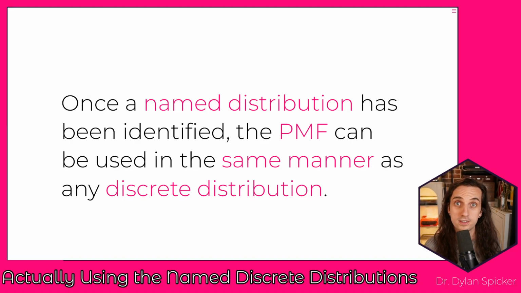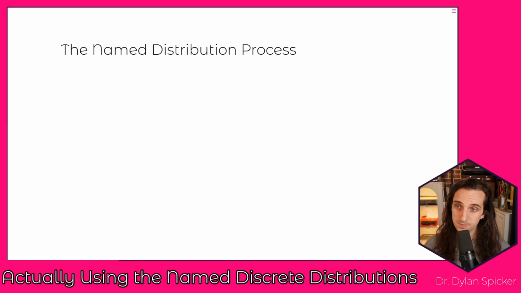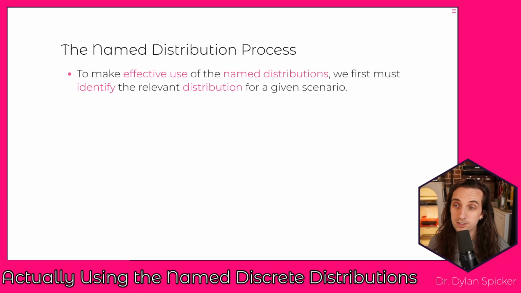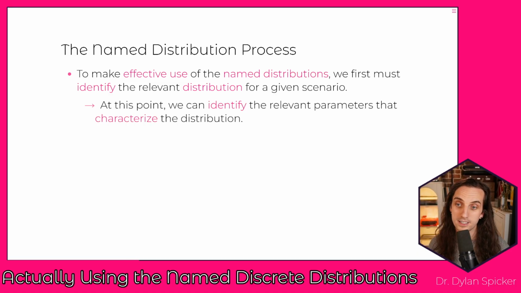So the PMFs of these named distributions are not special. They are just PMFs of discrete distributions. The only benefit is that by identifying the distribution that is being followed, we know what the PMF is automatically. Right, so what does this process actually look like? Well, to make effective use of the named distributions, we first identify the relevant distribution for any given scenario.